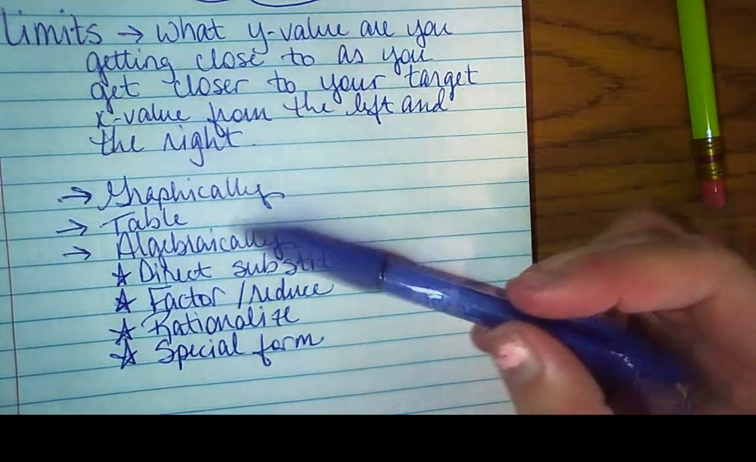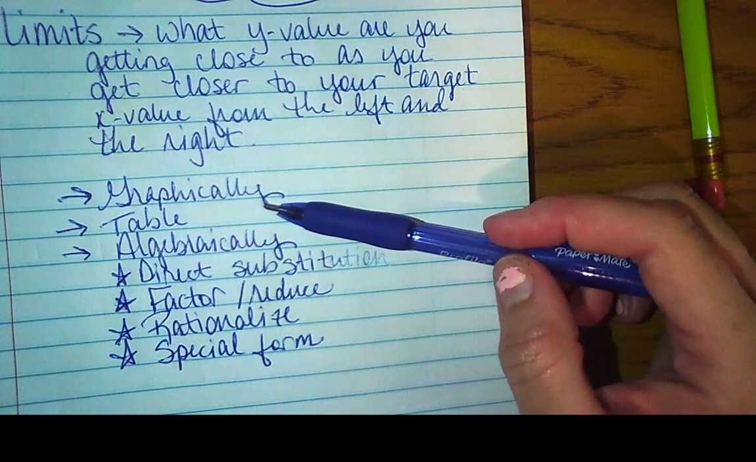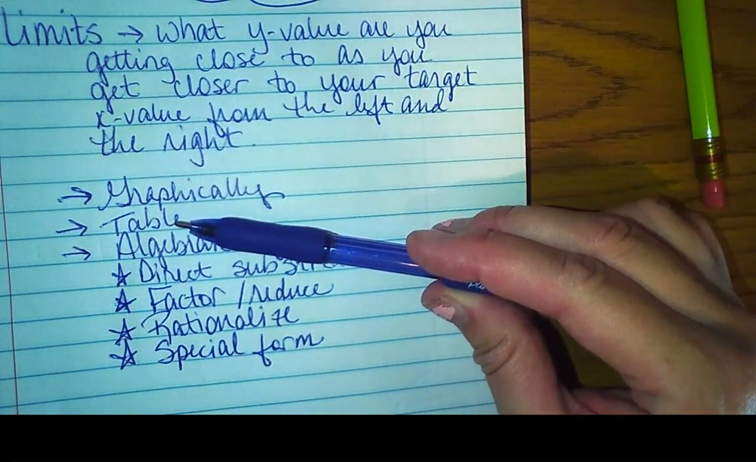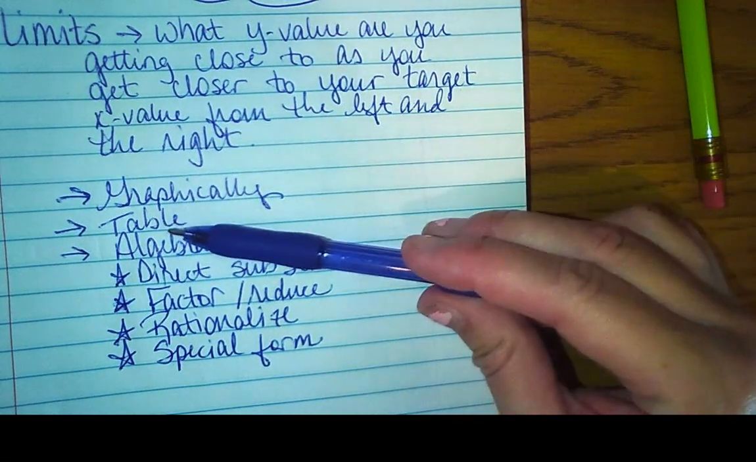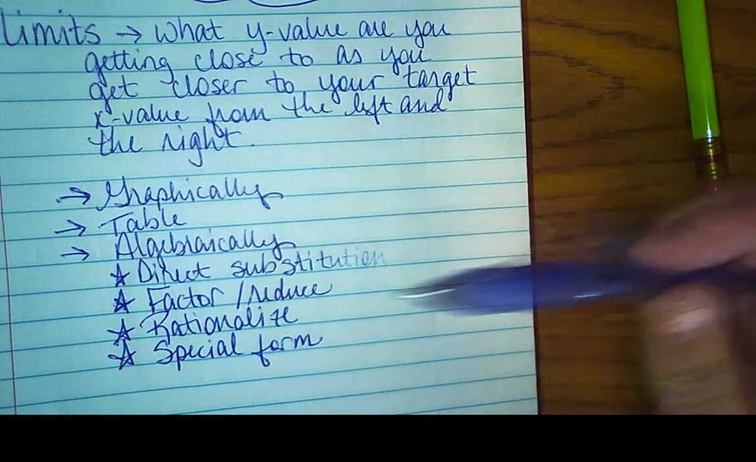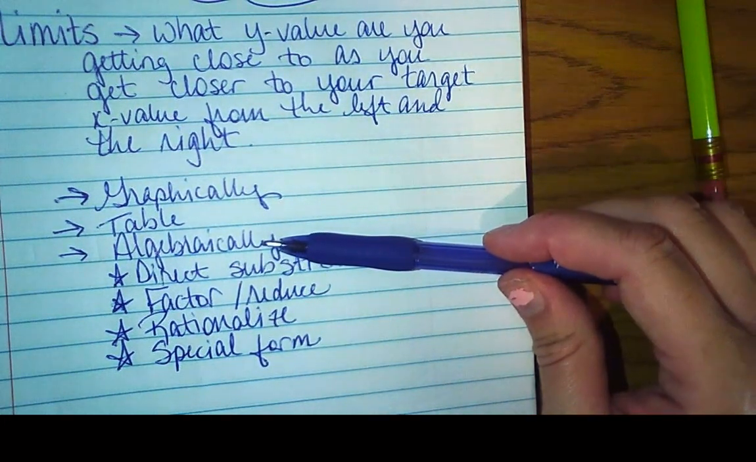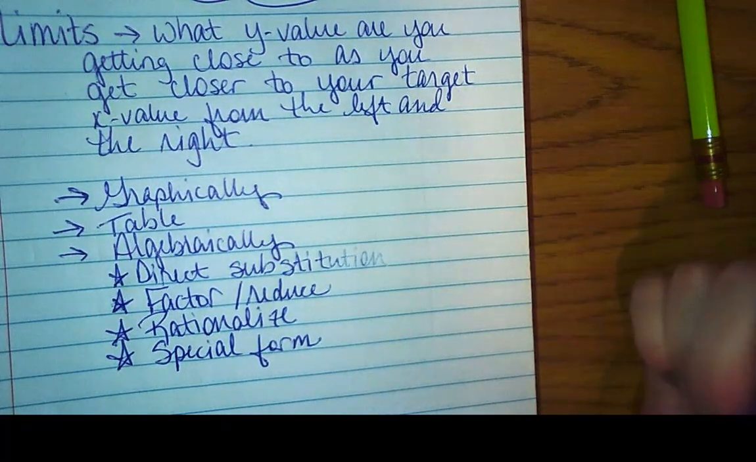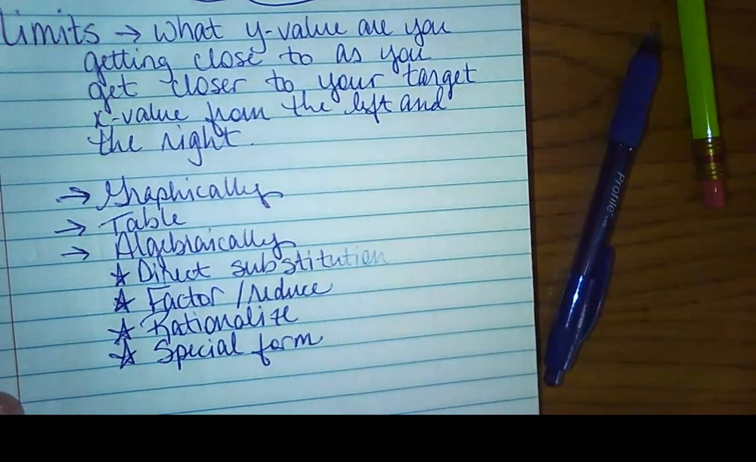Okay. So again, we've got graphically, which is with a picture. We've got a table, which means we're going to use values that are really, really close to our target x and see what y value we sneak up to. Or can we just use algebra, which is going to end up being probably our easiest way a vast majority of the time. But here we go.